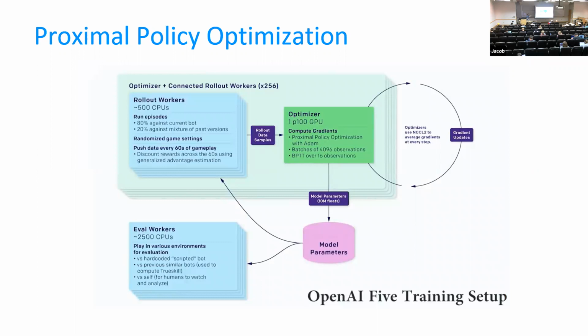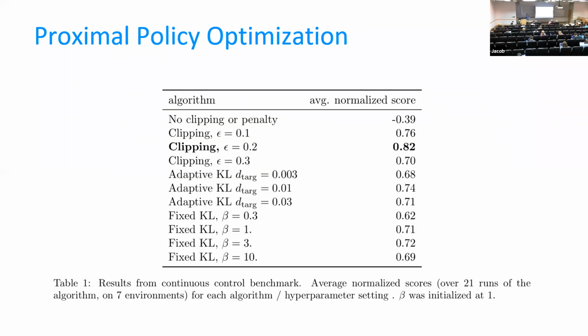This is just a diagram of how OpenAI implemented this algorithm using parallelization with their agents in the different environments. And then this is a diagram where they did a hyperparameter sweep over the different hyperparameters of this algorithm and found that an epsilon of 0.2 was the best trade-off for how much we allow our policy to explore.